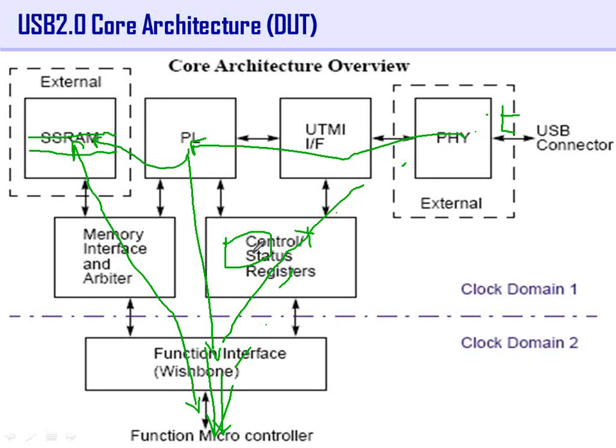Once it is getting SOF, once it is getting a token packet, let's say it's an IN request, it immediately has to send what? Data packet. Then it has to expect what? Handshake packet. That all happens in how much time? 125 microseconds. So that keeps happening. So that efficient the PHY has to be.